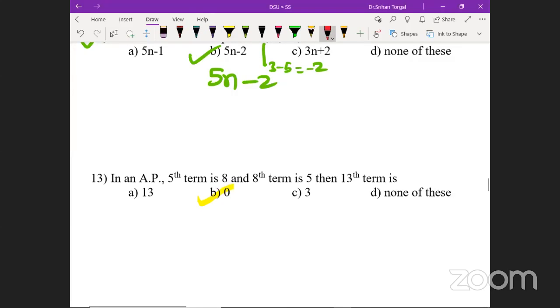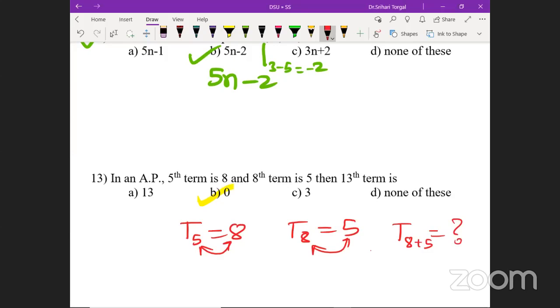I'll tell you how. If T5 is 8 and T8 is 5, the other way around is there, right? Vice versa, it is there. So, what is the sum of 8 and 5? It is T13. Obviously, they have asked the same thing. Answer is what? 0. Option B is the right answer.